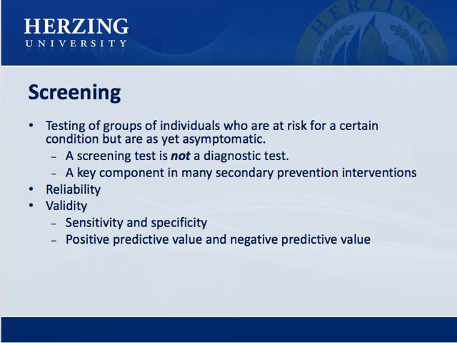Screening, a key component of secondary prevention, involves testing groups or individuals who are at risk for a certain condition but are not yet symptomatic. A screening test is not a diagnostic test. Reliability is the precision or reproducibility of a measure. Validity in a screening test is measured in terms of the probability of correctly classifying an individual with regard to the disease or outcome of interest.